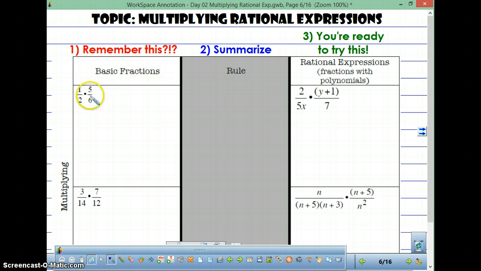All right, let's remember fractions. How do you multiply fractions? Numerator times numerator, denominator times denominator. This equals 5 over 12. What's the rule?